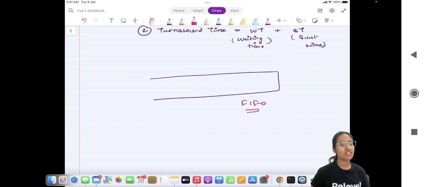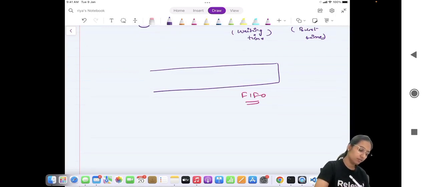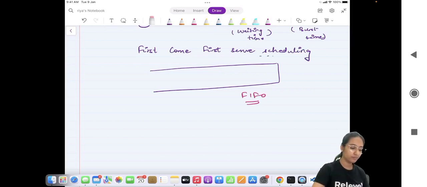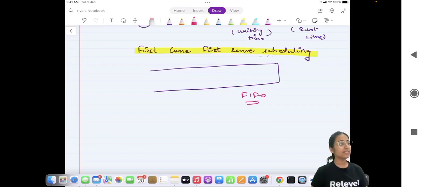The data element which is added first in the queue will be removed from the queue first as well. And this kind of a scheduling is first come, first serve kind of a scheduling. This kind of a scheduling is very easy to implement using simply a queue data structure, where you are adding elements at the end of the queue and removing elements from the start of the queue.